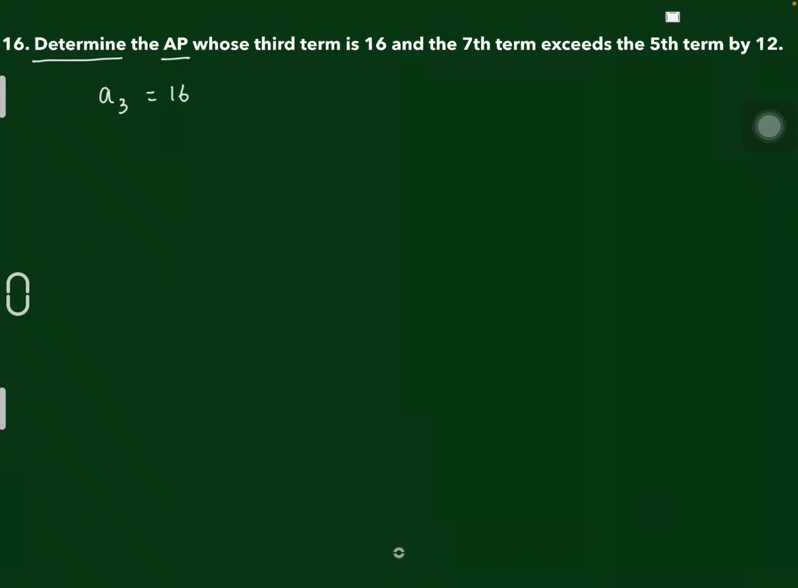So, how do you write the seventh term exceeds the fifth term by 12? The seventh term A7 exceeds the fifth term by 12, that is equal to A5 plus 12. With the fifth term, if you add 12, you get the seventh term. So, how do you write A3? You can write A3 as A plus 2D, that is equal to 16.